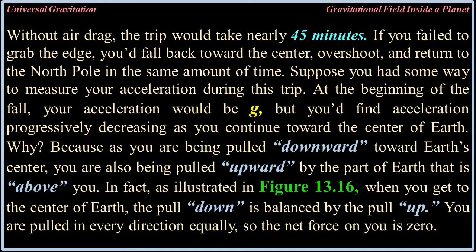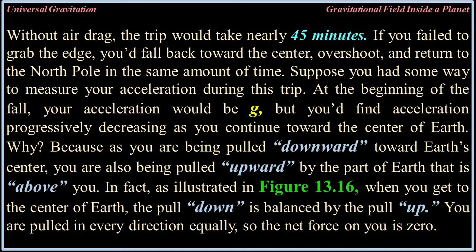Without air drag, the trip would take nearly 45 minutes. If you failed to grab the edge, you'd fall back towards the center, overshoot, and return to the North Pole in the same amount of time. Suppose you had some way to measure your acceleration during this trip. At the beginning of the fall, your acceleration would be g, but you'd find acceleration progressively decreasing as you continue towards the center of the Earth.